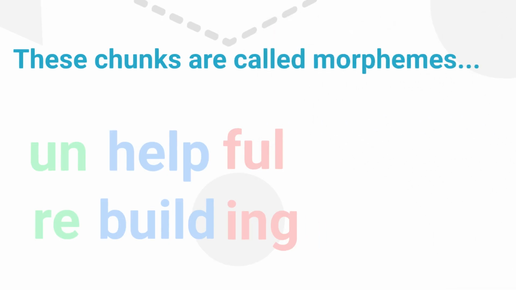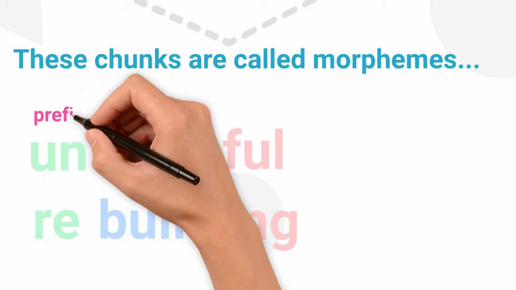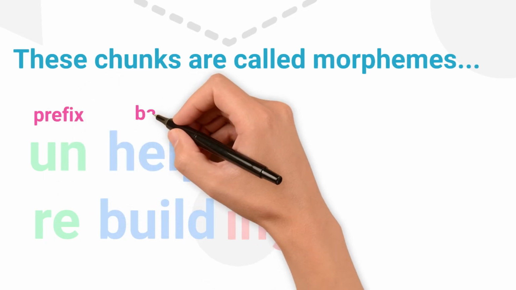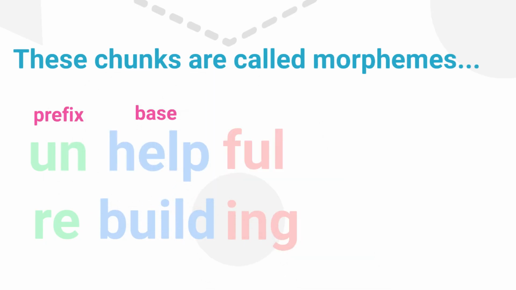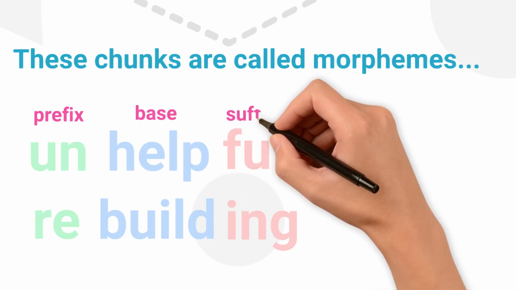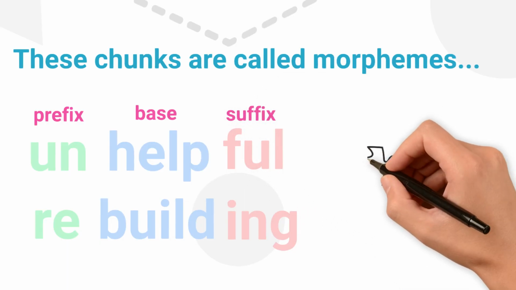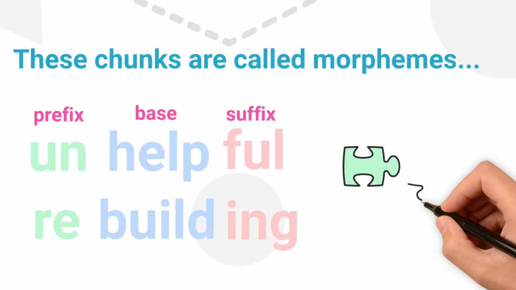These chunks are called morphemes. Can you say the word morpheme? How many syllables does it have? Morpheme. 2. How many sounds does it have? M, or, f, e, m. 5. There are 3 main kinds of morphemes that we're going to learn today. The first one is prefix that's fixed before the base. The base is the core kernel of meaning in the word, and the suffixes are fixed after the base.